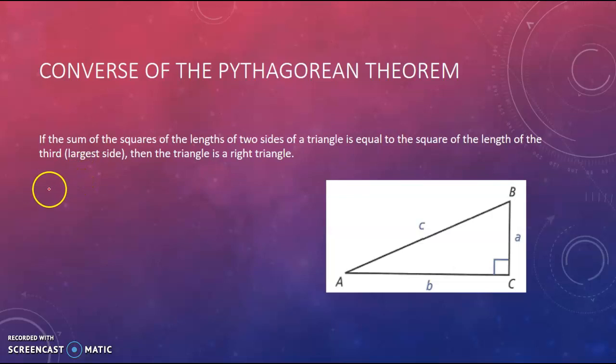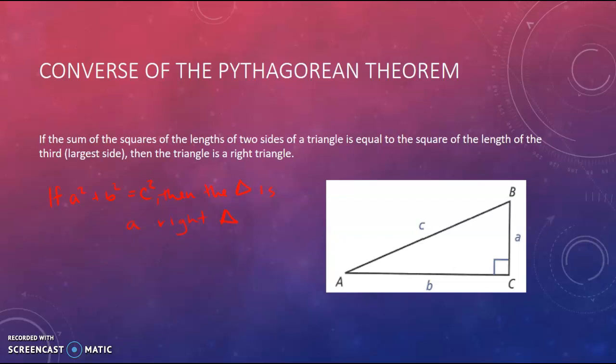So basically, if a squared plus b squared equals c squared, then the triangle is a right triangle. That is this theorem. Whereas before we had to have a right triangle and we would know that a squared plus b squared equals c squared, now if a squared plus b squared equals c squared, then I know my triangle's a right triangle.